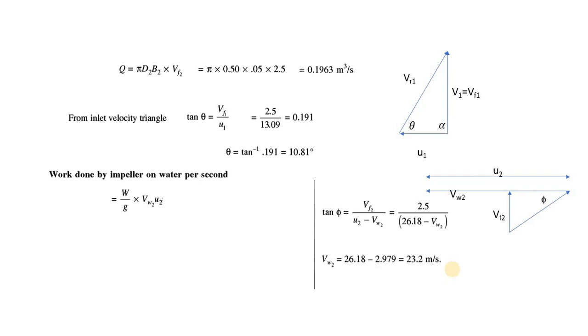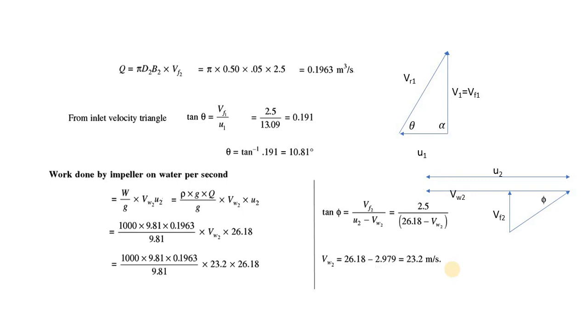So the work done by impeller on water per second is W by G into Vw2 U2. What is W here? W is rho into G into Q, or gamma into Q, by G into Vw2 U2. Rho into Q is mass per second. So ultimately work done by impeller on water per second would be rho Q into Vw2 U2. You can cancel out G here. By substituting Vw2 being 23.2 meter per second and U2 being 26.18 meter per second, the work done by impeller on water per second is around 1,19,227.9 Newton meter per second.